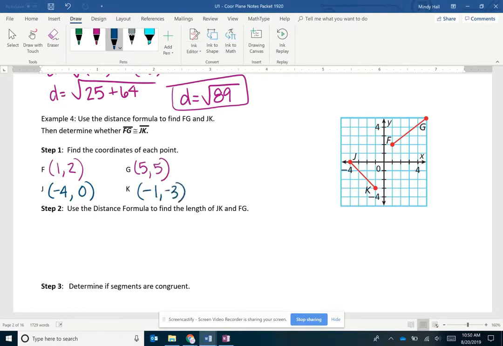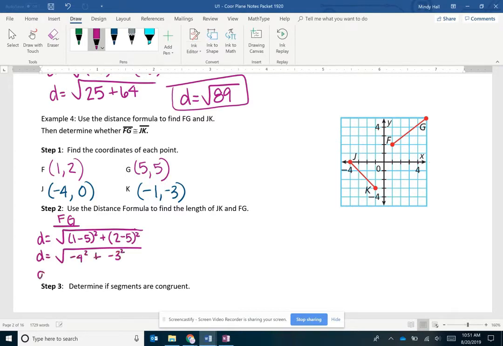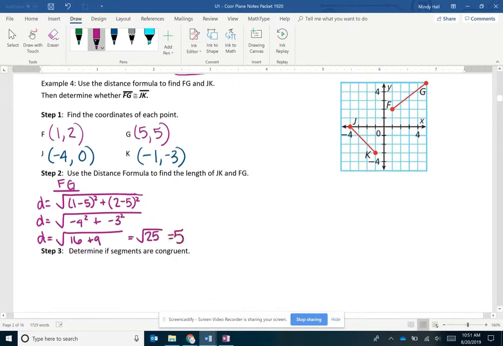So then, if we're going to do the distance formula, we're going to start with FG. FG is going to be the difference of our x's, so 1 minus 5 squared, plus the difference in our y's, 2 minus 5 squared. So then we get the square root. 1 minus 5 is -4 squared, and then 2 minus 5 is -3 squared. So then we get that 4 squared is 16 plus 9. That gives us the square root of 25. Square root of 25 is 5. So we know that FG is 5.